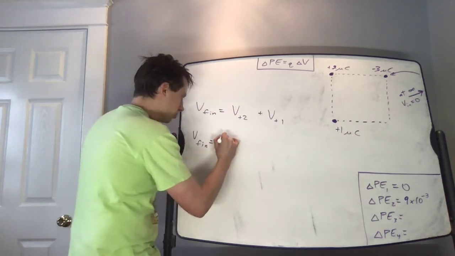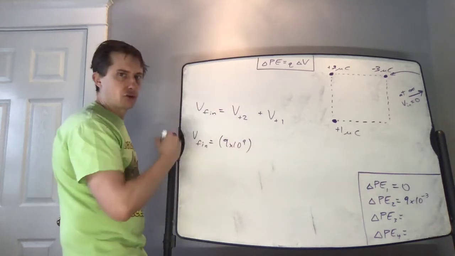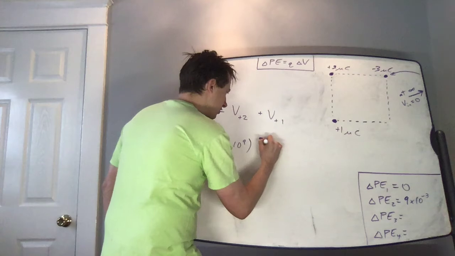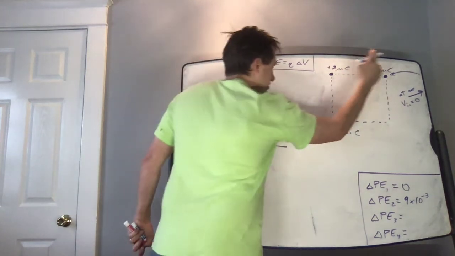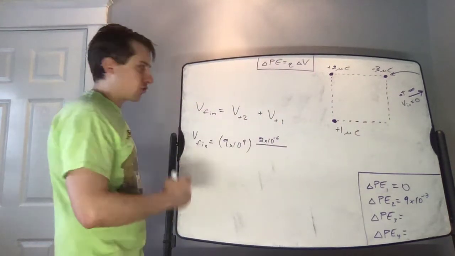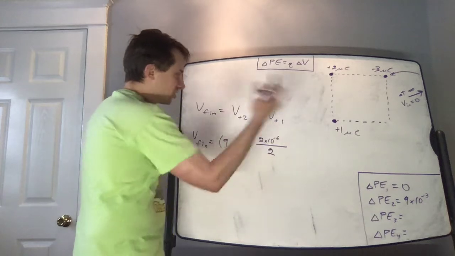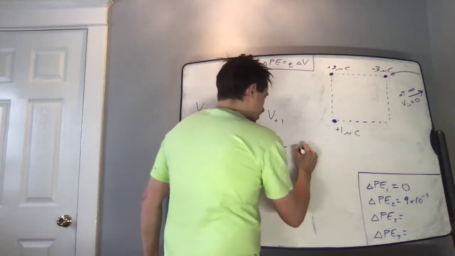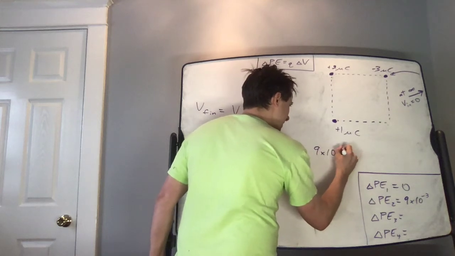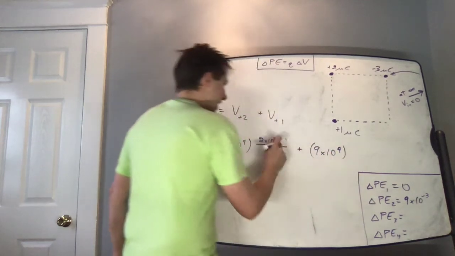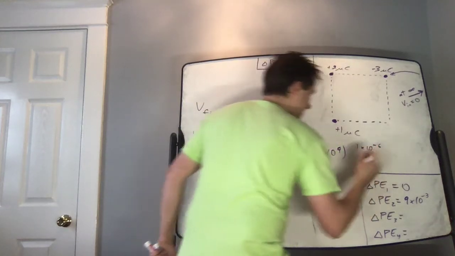We have K, Coulomb's constant, 9 times 10 to the 9. We have a 2 microcoulomb point charge, so that is 2 times 10 to the -6 coulombs. And this charge is 2 meters away from the upper right corner of the square, so I'll have a 2. And then I have the +1 microcoulomb point charge. So I would say Coulomb's constant K again, 9 times 10 to the 9. Then I have a 1 microcoulomb point charge, 1 times 10 to the -6.